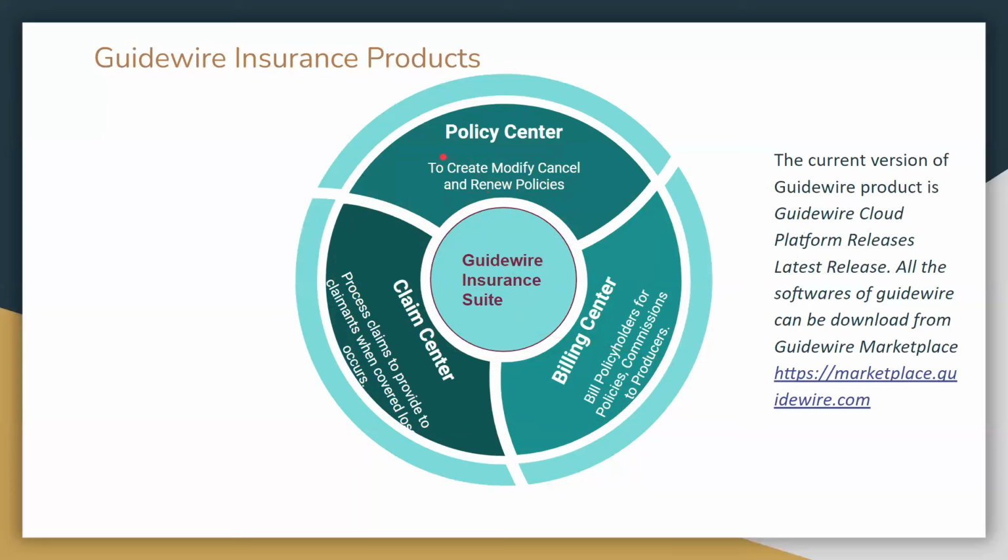The current version of Guidewire is 10.0. Every product has some versions. Let's say if you are talking about Windows, the market version now is Windows 11, correct? Previously there was Windows 10, Windows 9, Windows 8, Windows 7. In a similar way, for PolicyCenter or Guidewire, the current market version is 10.0.